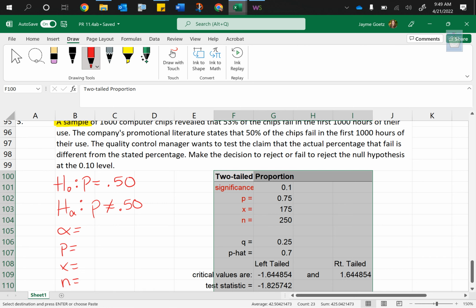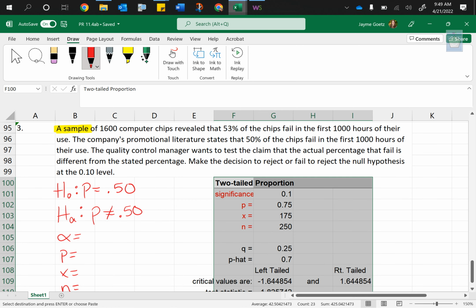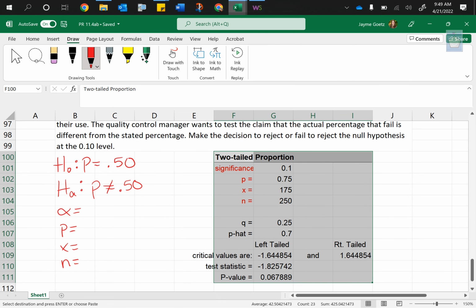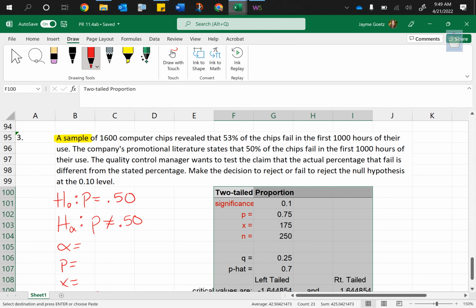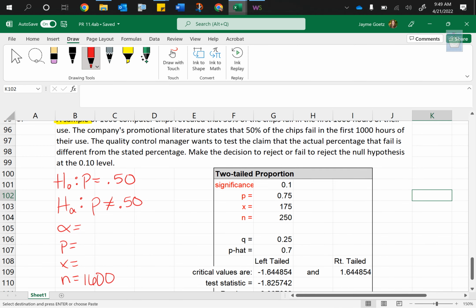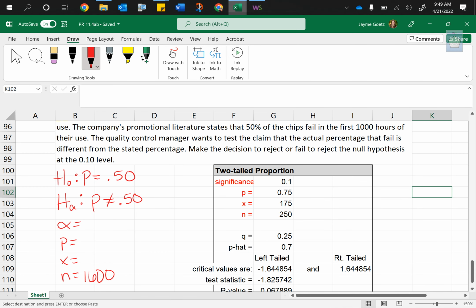Okay, so a sample of 1,600 computer chips, what's that going to be? Your n value, very good. Revealed that 53% of the chips fail in the first 1,000 hours of their use. Does that number 1,000 go in for any of my values? No, it's part of what they're talking about. It's not one of my values. My next question is, though, what's my x value? How many of these 1,600 chips had that desired quality?